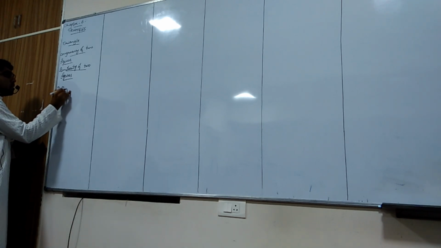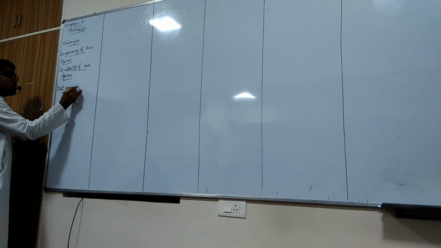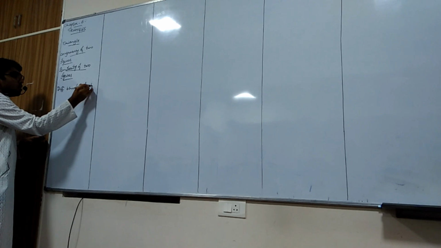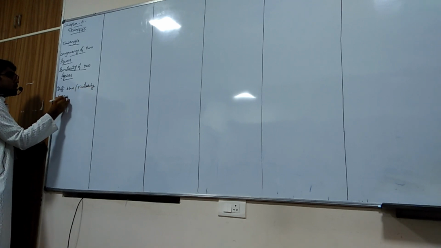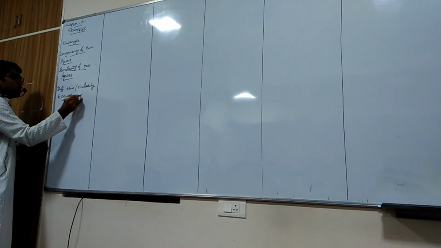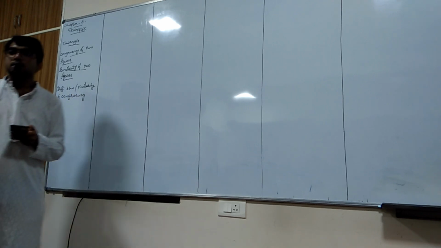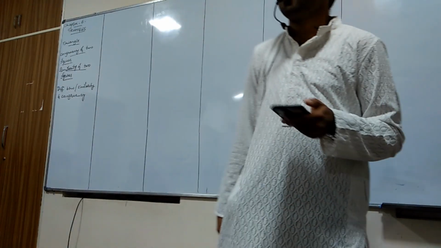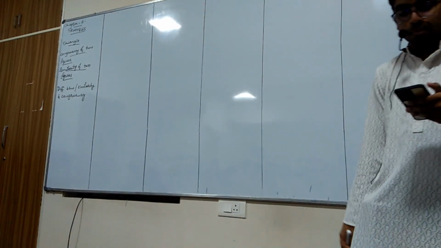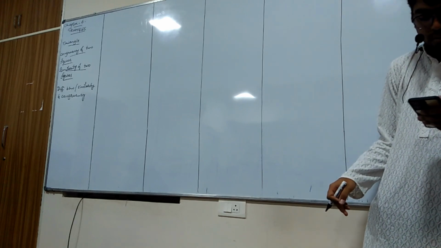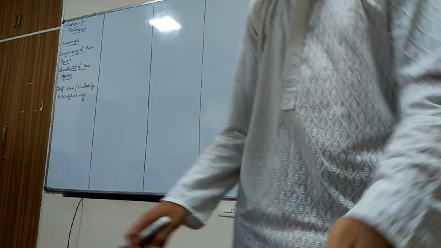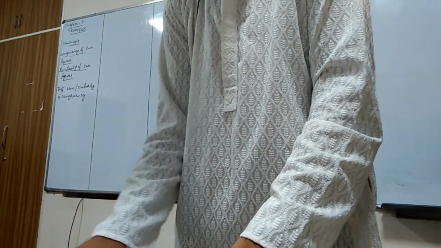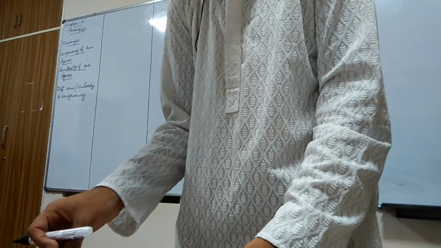Next is difference between similarity and congruency. Make two columns, one for similarity, one for congruency.